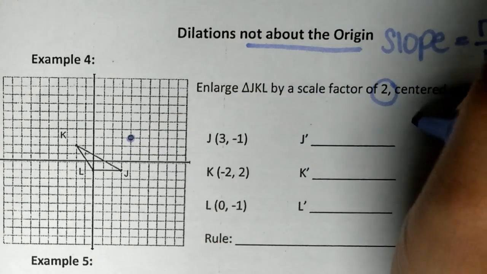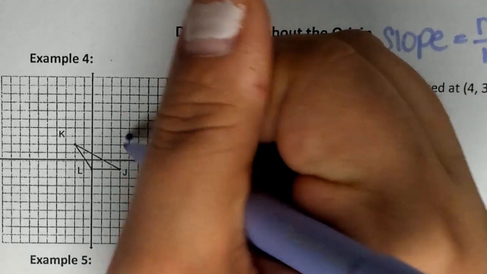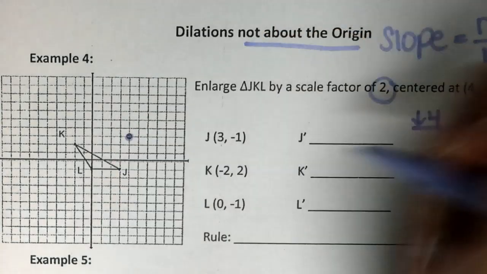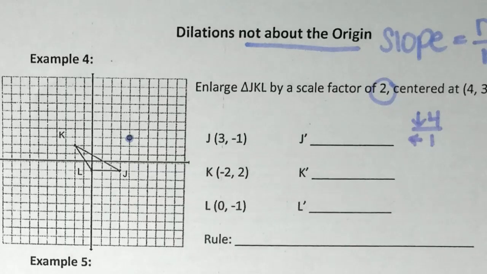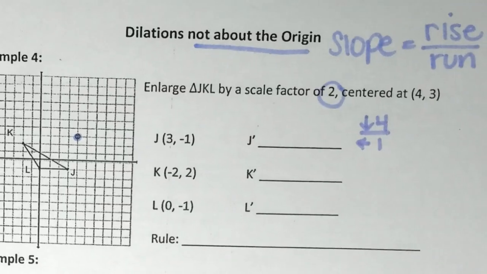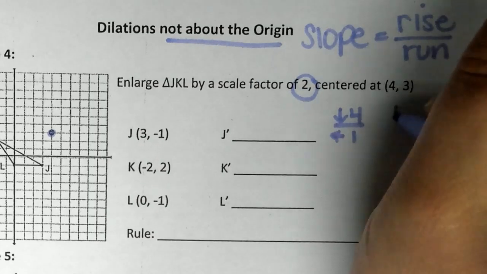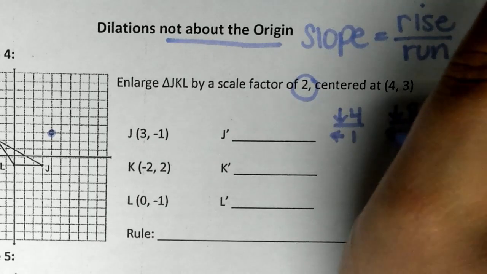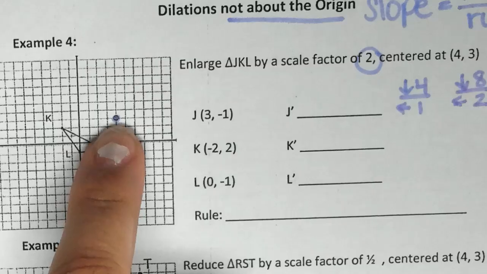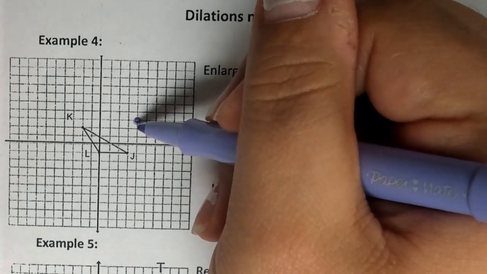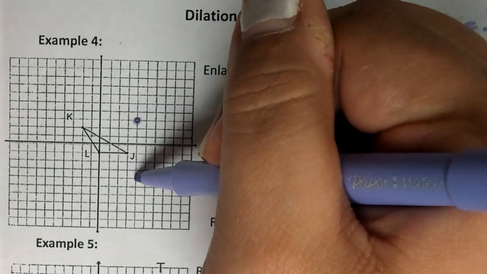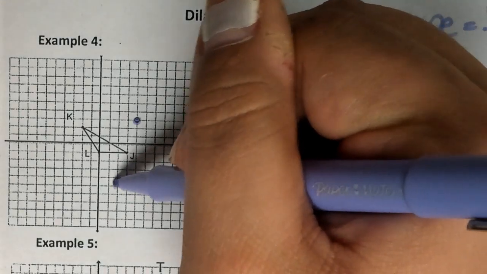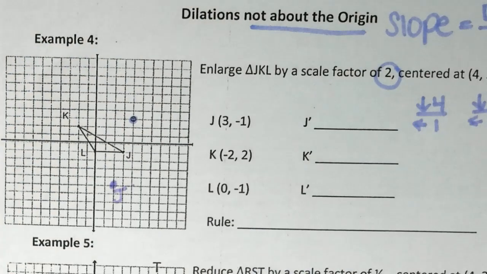I'm going to go down 4, and then you said what? Left 1. If I want to multiply this by a scale factor of 2, I'm going to double that. What is that doubled? Down 8, left 2. So from this point, now I'm going to go down 1, 2, 3, 4, 5, 6, 7, 8, left 2. This is my new J.